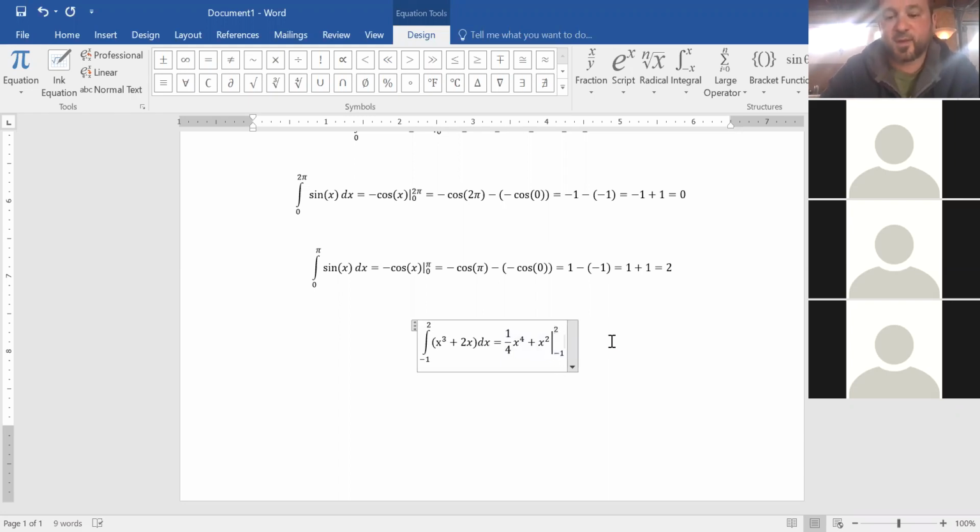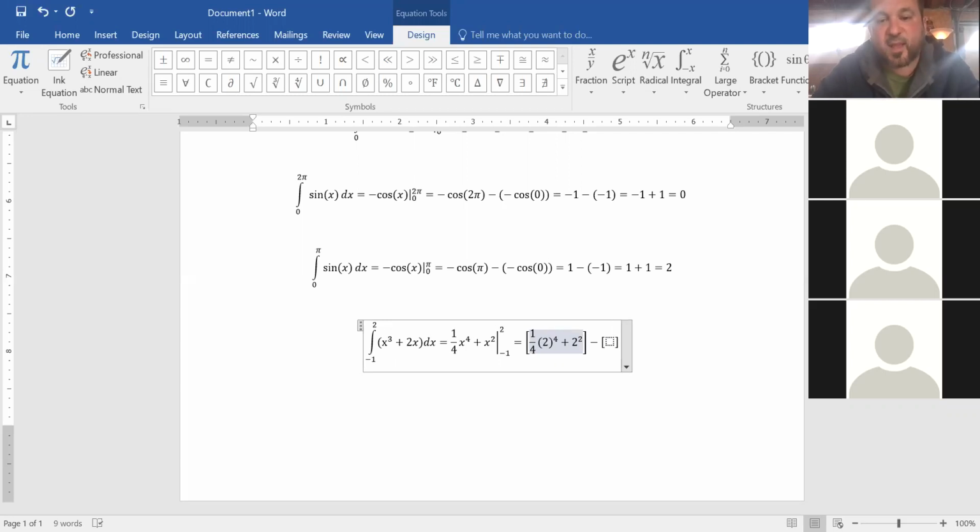Okay. This is equal to, use brackets and parentheses, help yourself out, get it all set up ahead of time, it'll be easier. All right, so now I need to work on the 2's first. So 1/4, 2 to the fourth, plus 2 squared, that's on that side.